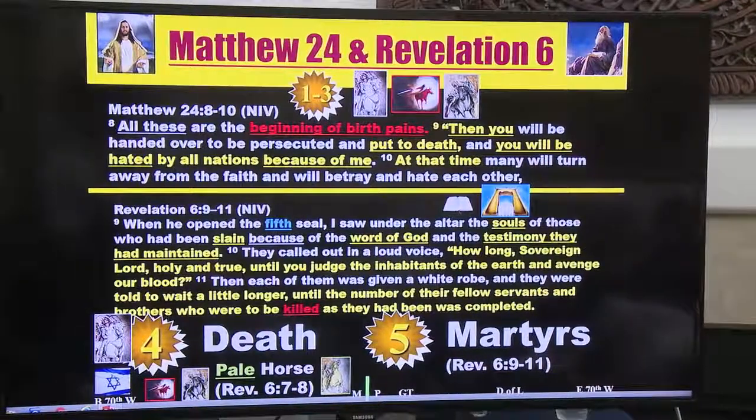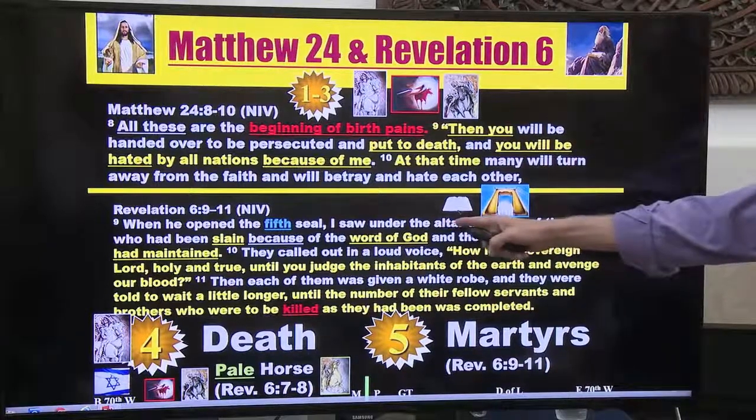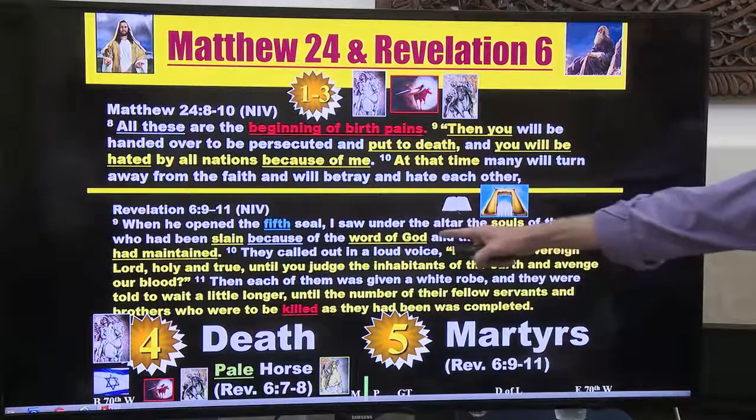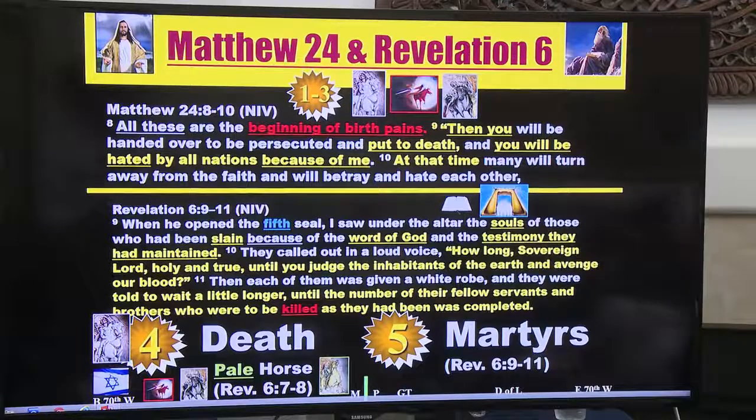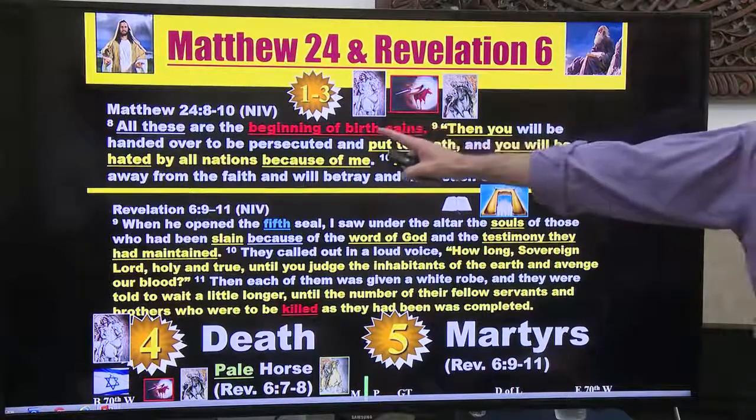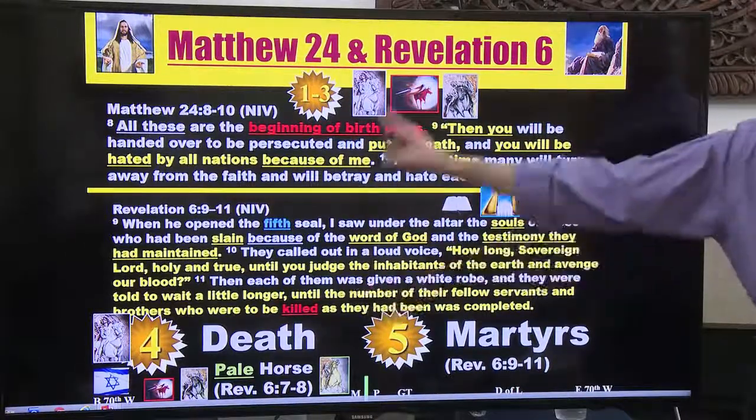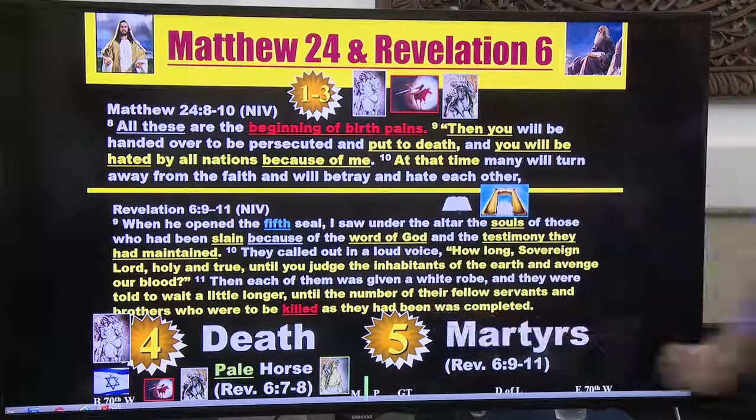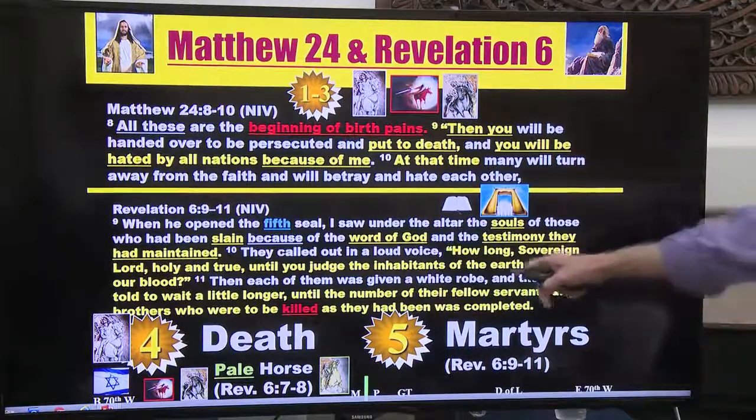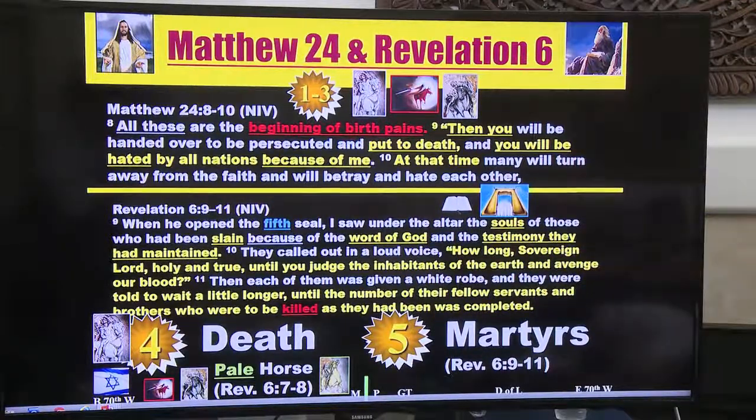We're back to that fifth seal. John said, when Jesus opened the fifth seal, I saw the souls of those who had been slain because of the word of God and the testimony they maintained. Again, I want you to see we have perfect harmony between Jesus and John. They're both talking about Christian death here at the fifth seal, right? And notice what the fifth seal martyrs do, though. This is real important. Look what they say.